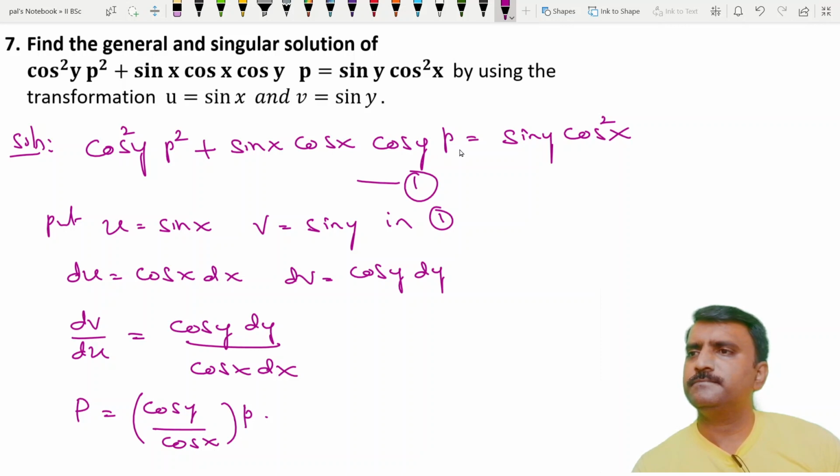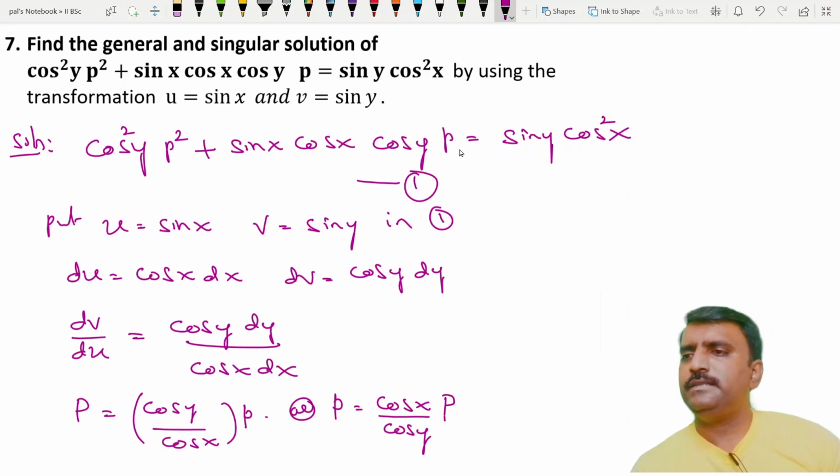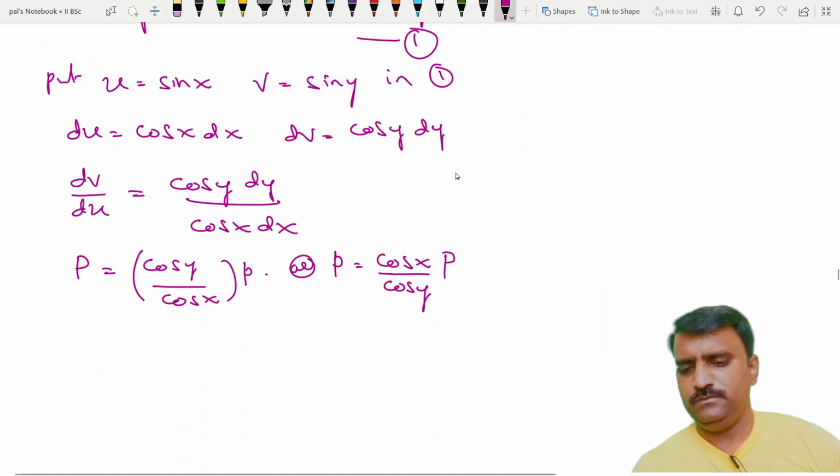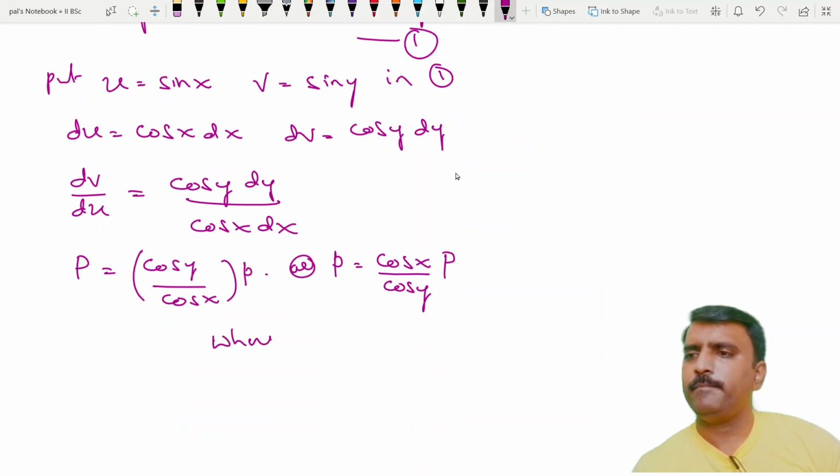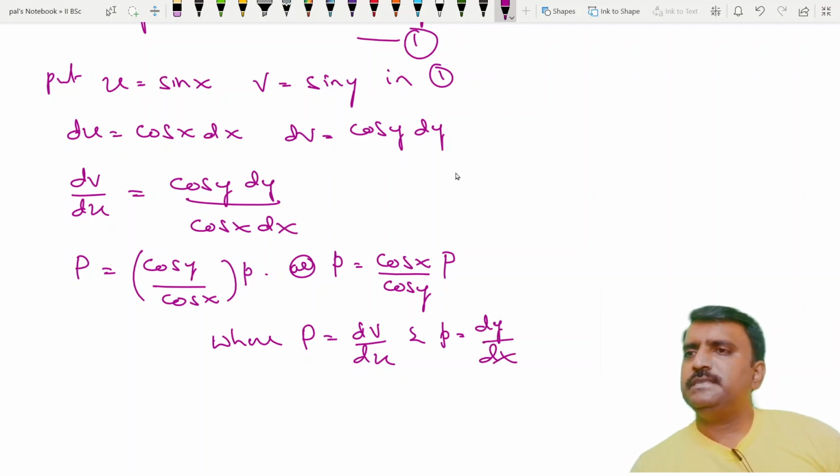Okay, next, take this expression, or you can write this small p is equal to cos x by cos y into capital P. Okay, where this capital P means dv by du and this small p is dy by dx. Yes, put this in equation 1.